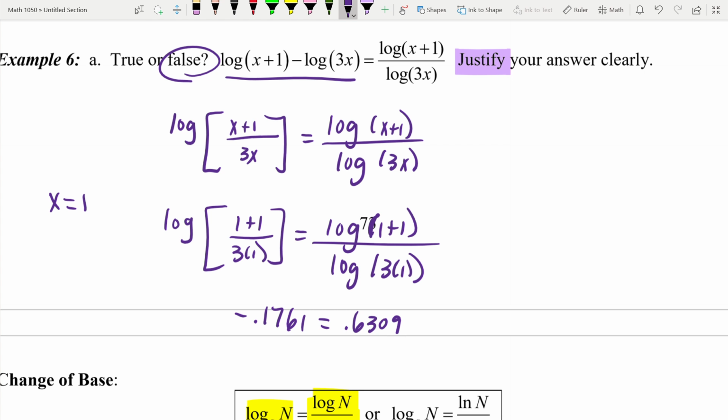Now look at that final statement that I just said. Is it true that negative 0.1761 is equal to 0.6309? No. So I've got to make those not equal to, or I'm saying inaccurate things, and therefore I know my answer is false. Okay?